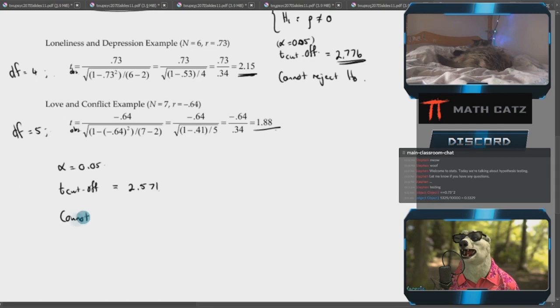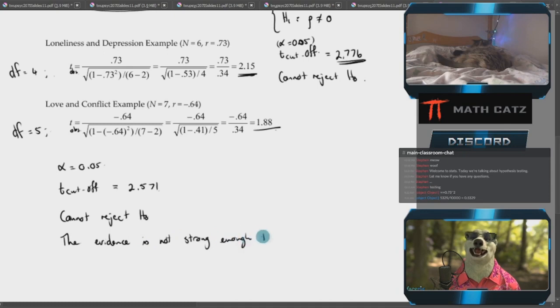We cannot trust this evidence and say, oh, that for the population of these two variables, it is correlated. Maybe, maybe not. The evidence isn't strong enough. We cannot reject the null hypothesis, and we can say more here. The evidence is not strong enough to suggest a correlation.